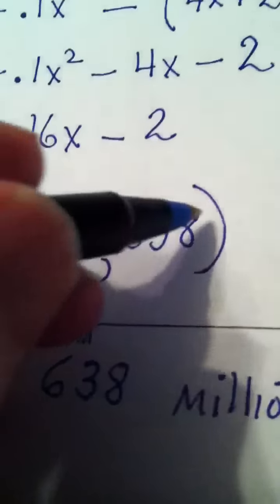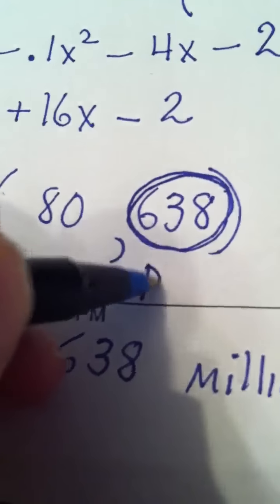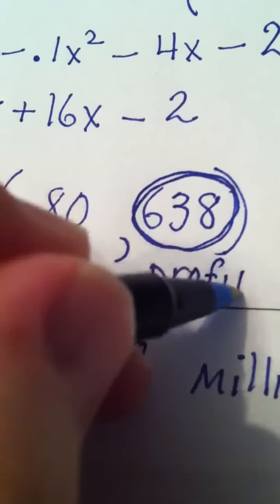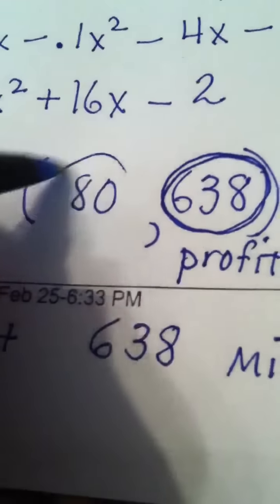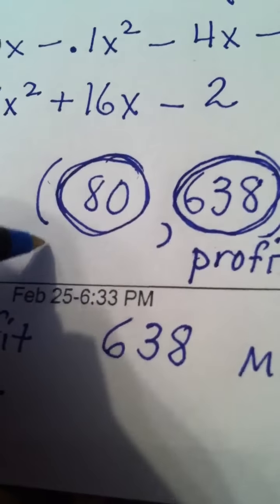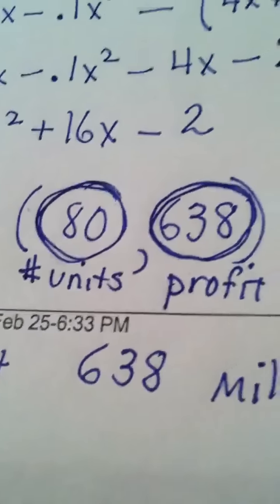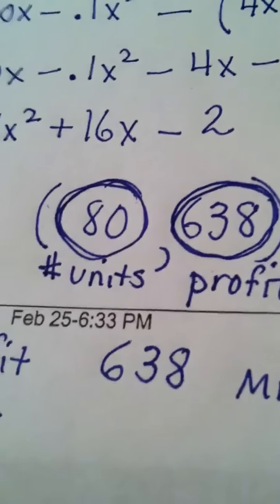Bottom line is this. This number, the y value, is the profit, and the maximum profit, and the x value is the number of units you have to produce to make that profit. And we're done.